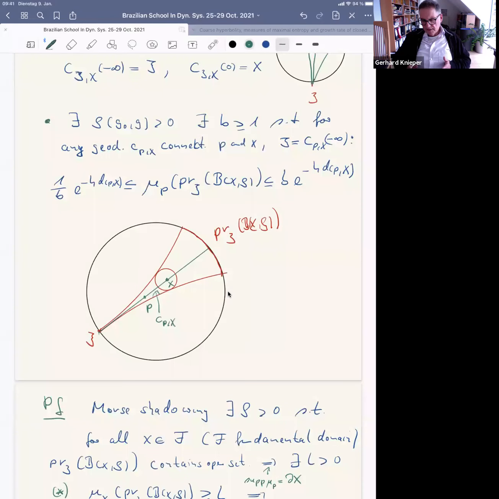If you move the point further away, the measure of this projected ball gets smaller and smaller. This is what is called the shattering lemma, and it does not depend on what point x you choose. You can take any point x. The only important thing is that the point P moves on this geodesic joining psi and x. So this is the shattering lemma.